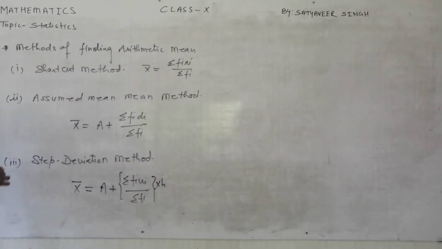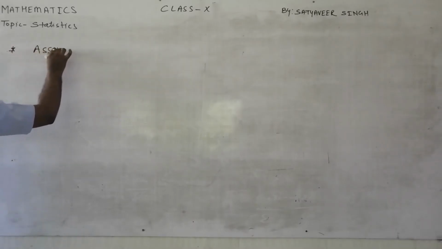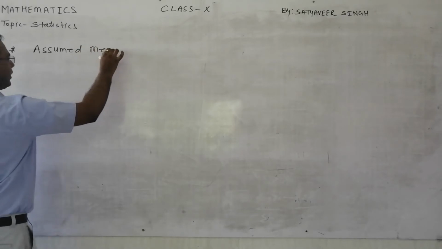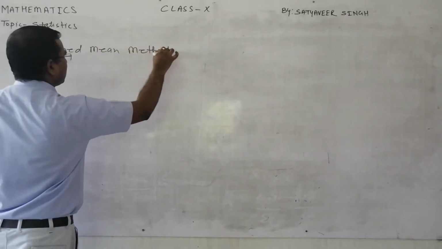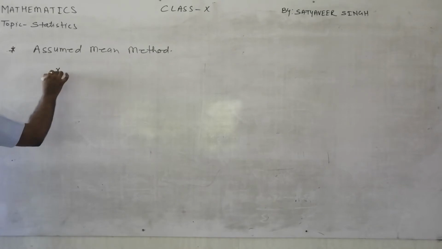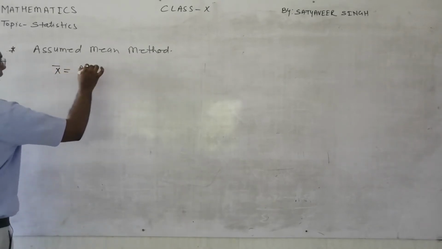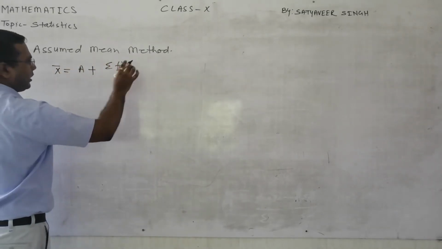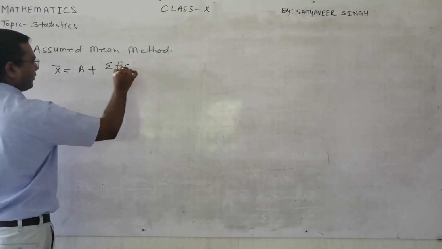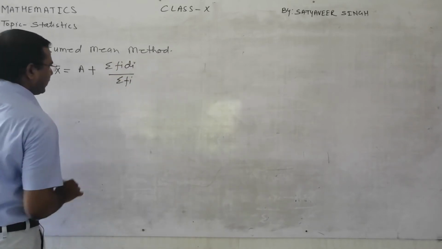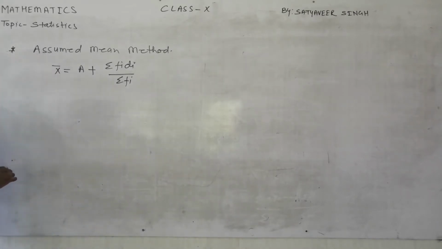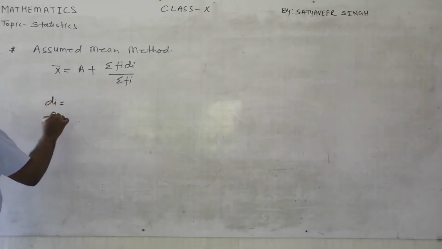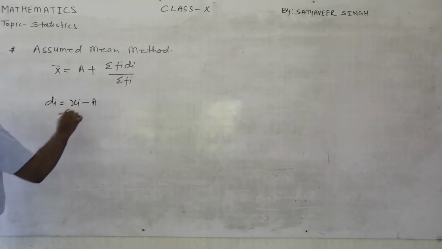In detail, the first one we have discussed already. Let us see the second one I want to discuss with you today, that is the assumed mean method. And what is the assumed mean method? We use this formula: mean is a plus summation fi di upon summation fi, where di stands for deviation. We call this xi minus a.